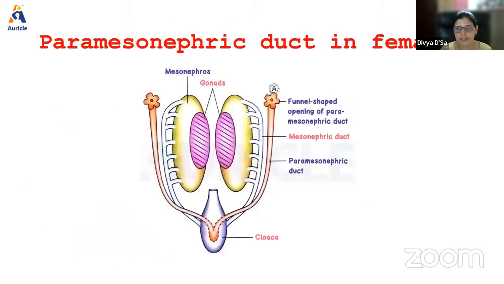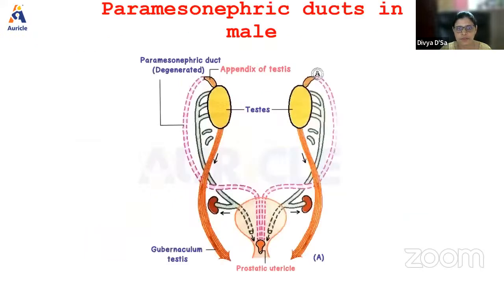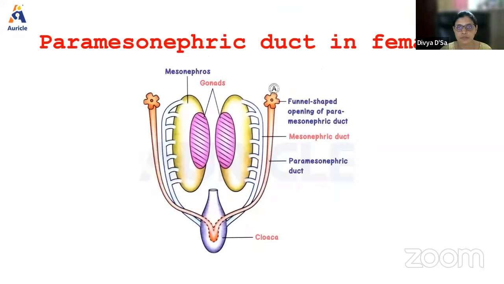Paramesonephric duct develops well in females. So with the paramesonephric duct, if you see here, okay, in males what happens is it degenerates completely. Okay, so you can see here it degenerates. It only forms a small portion, the appendix of the testis, from the paramesonephric duct. Okay, here. And the paramesonephric duct in females, already I told you, it forms the fallopian tubes, the uterus, as well as the upper part of the vagina. Okay.